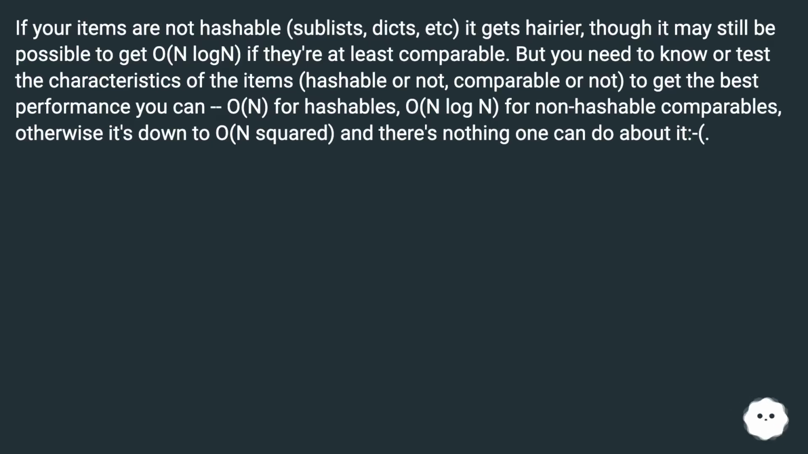If your items are not hashable, sublists, dicts, etc., it gets hairier, though it may still be possible to get O(n log n), if they're at least comparable. But you need to know or test the characteristics of the items, hashable or not, comparable or not, to get the best performance you can: O(n) for hashables, O(n log n) for non-hashable comparables, otherwise it's down to O(n squared), and there's nothing one can do about it.